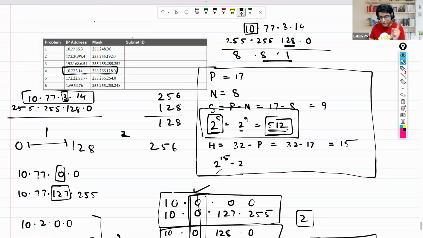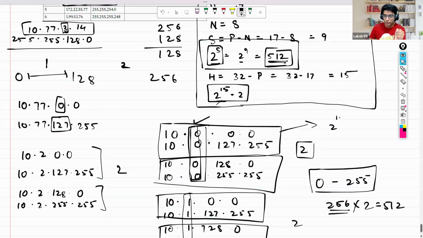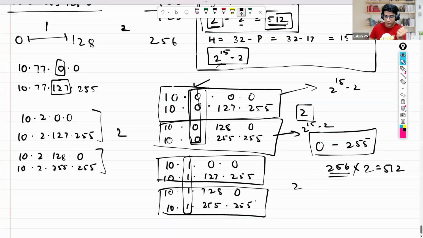And in each subnet, we will have 2 power 15 minus 2 hosts. So this subnet that we calculated will have 2 power 15 minus 2 usable IP addresses. This one will also have 2 power 15 minus 2 usable IP addresses, and this one as well.